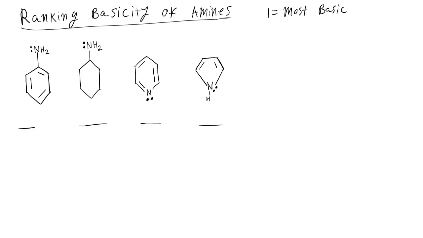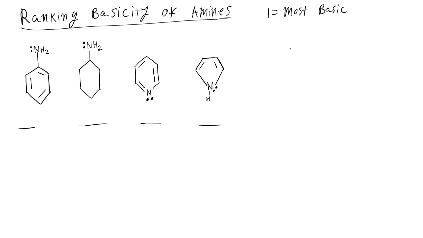So I have this example here, and we're going to rank these where 1 is the most basic and 4 is the least basic. Now there's a lot of information here that you have to be able to put together, so I'm going to try and break it down and make this as simple as possible. I'm going to start out by briefly defining what a base is again. In the Bronsted definition, a base is something that is accepting an acidic proton.